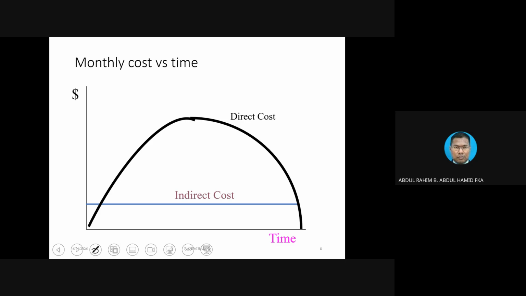With regard to the relationship between indirect cost and direct cost with time, what does this graph reflect? We do not want to confuse you with the things that we have learned in the previous topic. We introduce a graph, also cost versus time, but in that particular graph there are 2 points that we want to show.